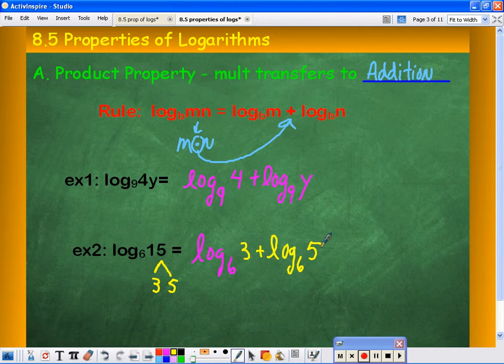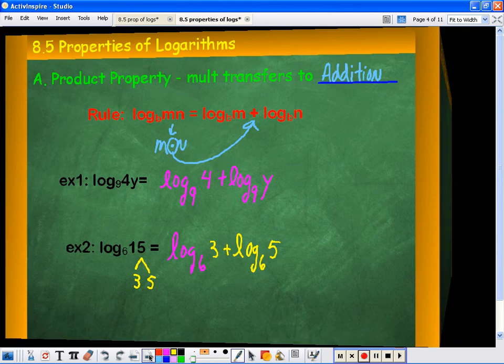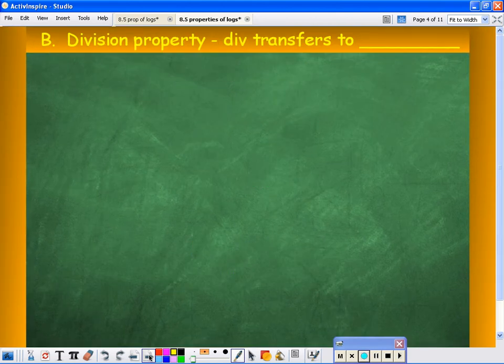Let's move on to division. What do you think is going to come into play when I have division? The division transfers into what property? What basic function? If you are thinking subtraction, you would be correct. Subtraction. Here we go. And there's your rule for you. Log base b of m divided by n equals log b of m minus log b of n. Let's get an example.